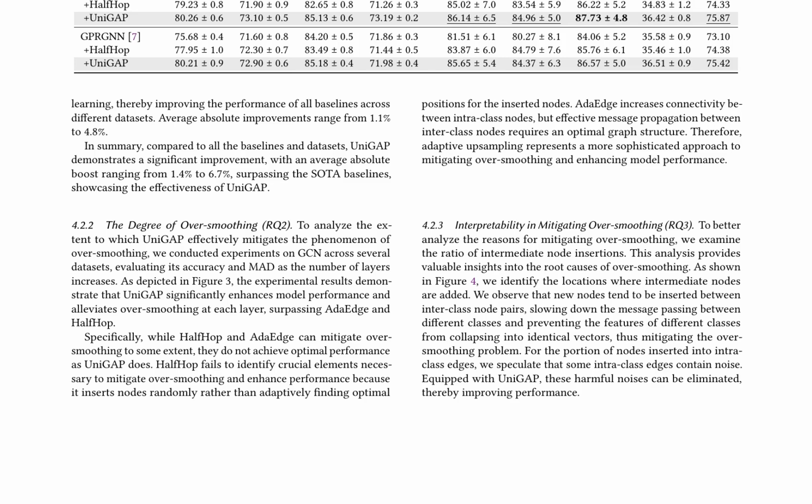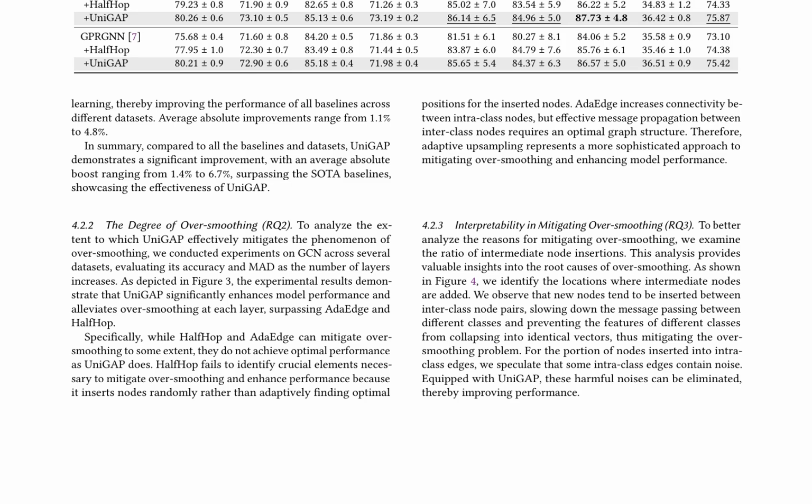The authors also analyze the degree of oversmoothing by conducting experiments on GCN across several datasets. The results in Figure 3 demonstrate that UniGAP significantly enhances model performance and alleviates oversmoothing at each layer, surpassing ADA edge and half-hop. To interpret the mitigation of oversmoothing, the authors examine the ratio of intermediate node insertions.